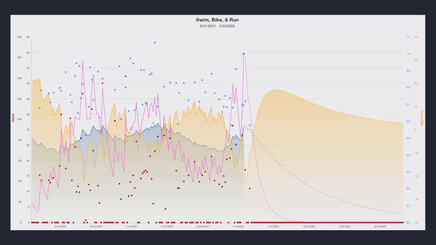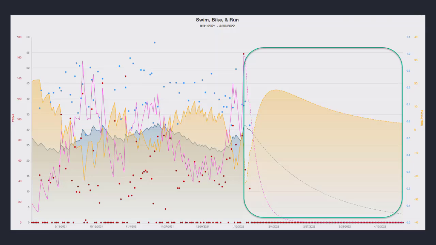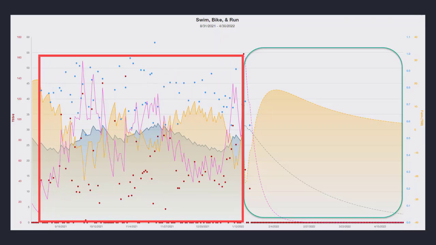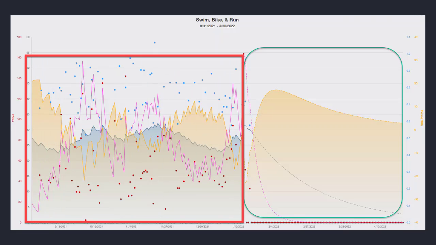So this is an example of your fitness dashboard, what it could look like in the future. So I'm just going to draw a couple lines over here, and I'm going to make a green square over here. I'm also going to make a red square for you guys right here. Anything in the red square is going to be in the past, right? It's going to be solid lines, it's going to be concrete, it's going to be what actually happened for your fitness. This green line right here is going to be in the future, right?